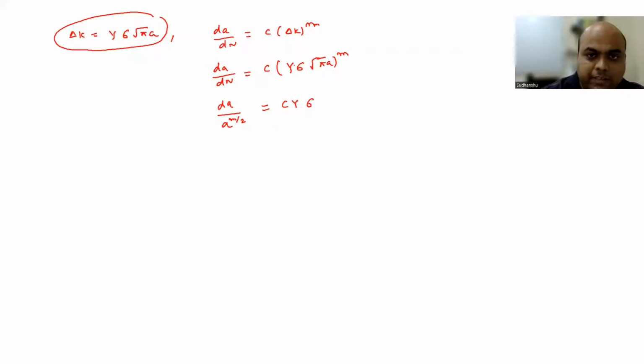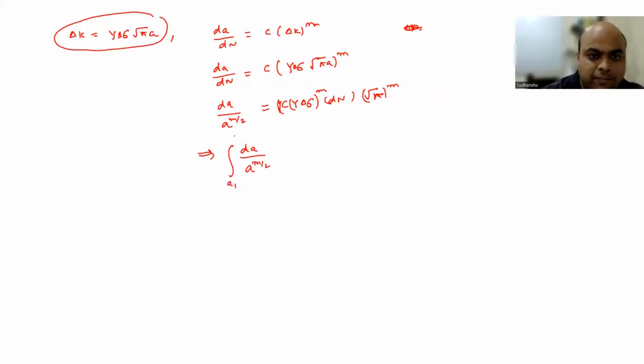Okay, and now it will be delta sigma, right? Because delta K is Y delta sigma root pi A. We have discussed that. Okay, so here you are left with this, and then there will be a factor of root pi also. So root pi to the power M, and also this to the power M. Okay, so now we can write dA by A to the power M by 2.